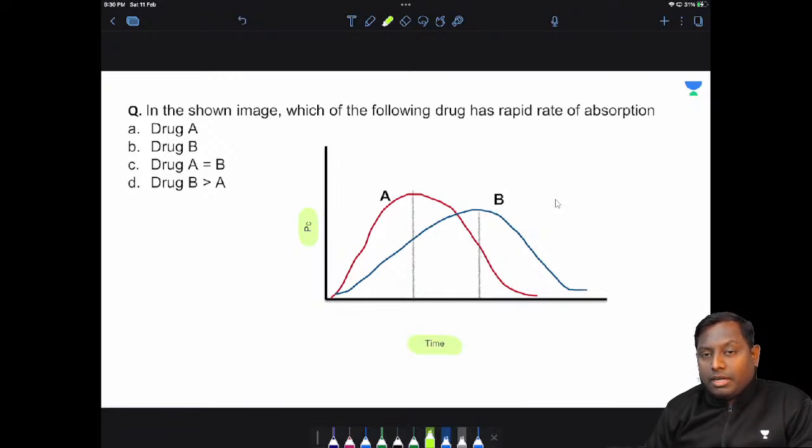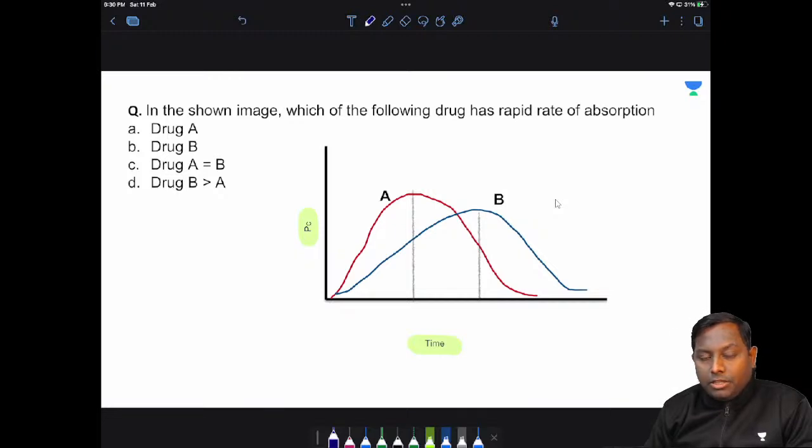Which of the following drug has rapid rate of absorption? Drug A, drug B, drug A is equal to drug B, or B is faster than A. You have to be very, very careful for marking the answer to this question. Go ahead please, all of you.